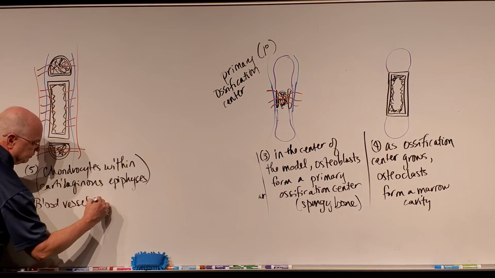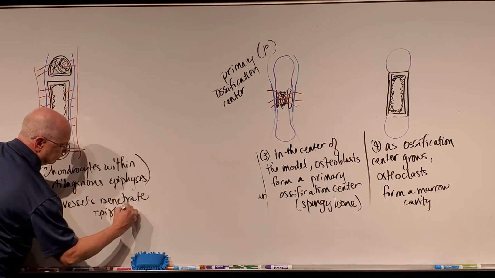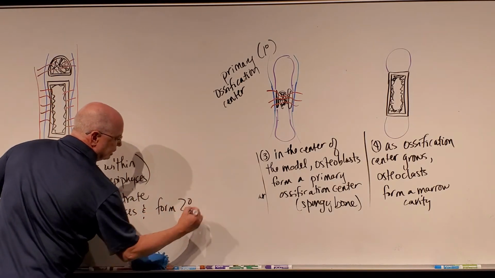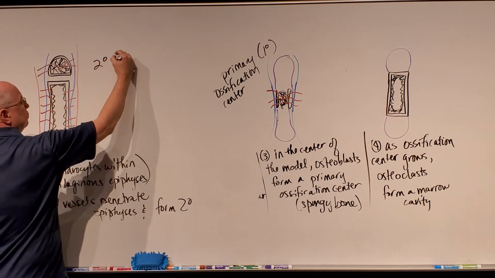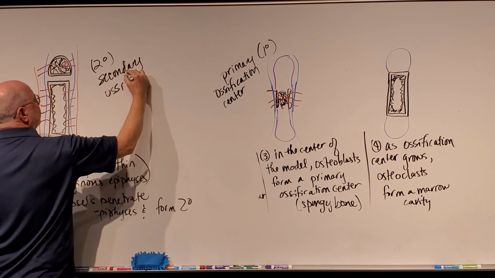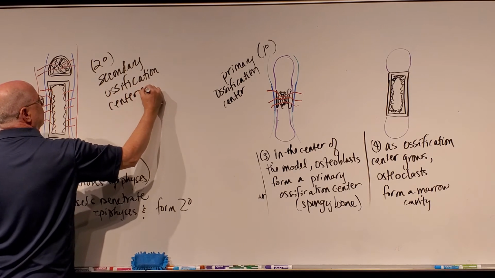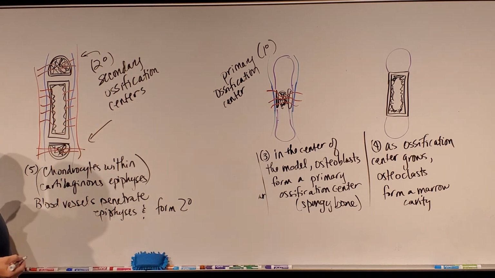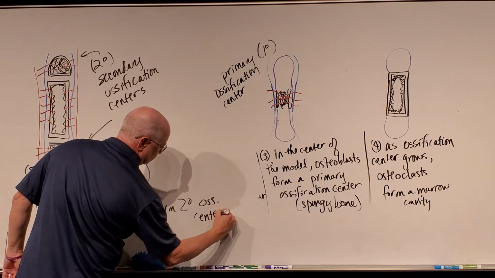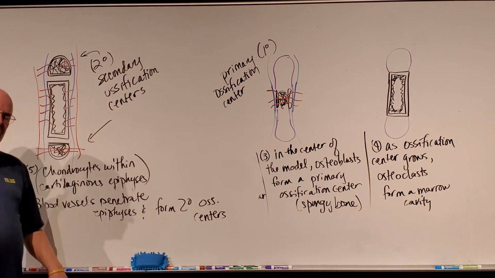Blood vessels penetrate the epiphyses and form what we call secondary. This 2 prime simply means the word secondary. And we have secondary ossification centers that are formed within the epiphyses. So, blood vessels penetrate the epiphyses and form secondary ossification centers.